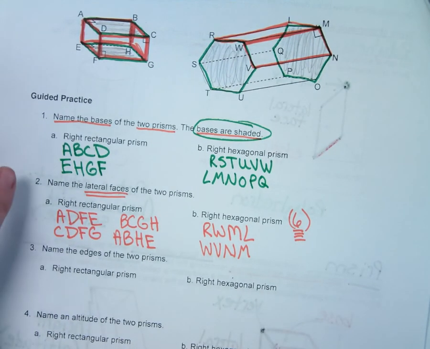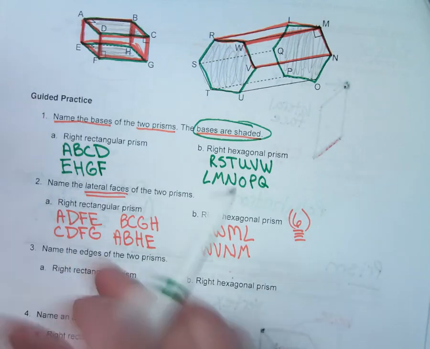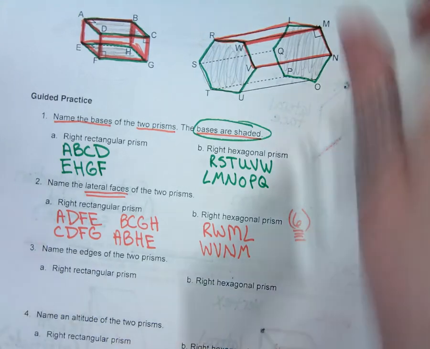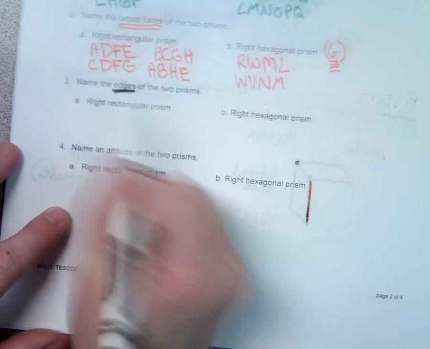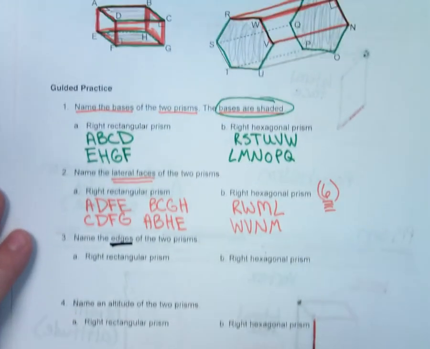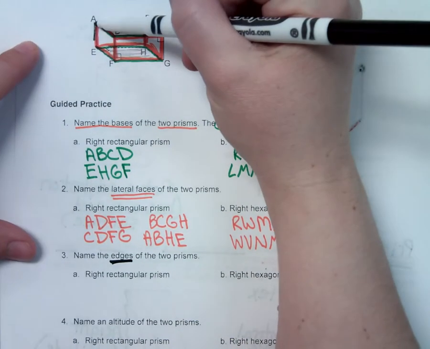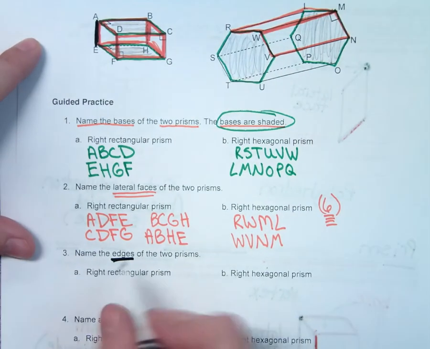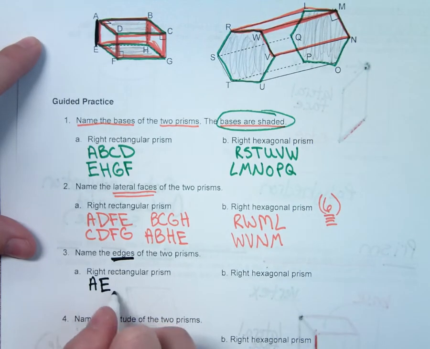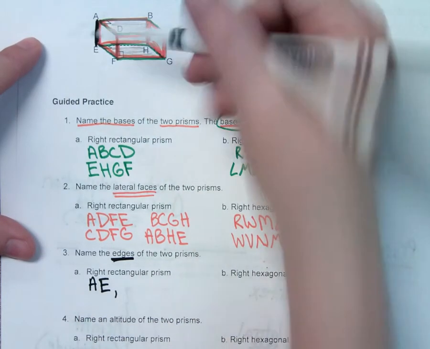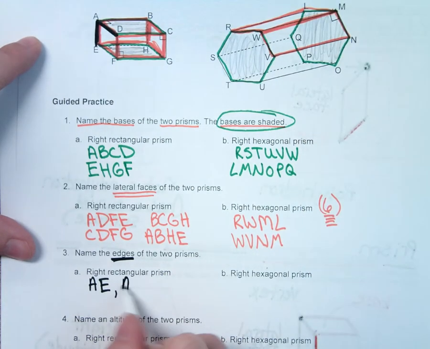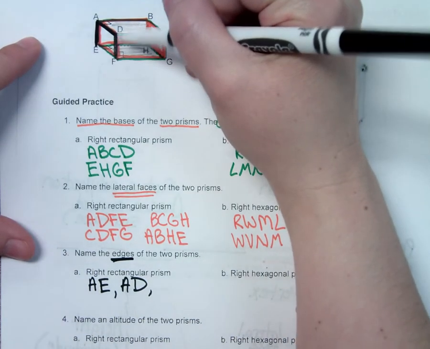Okay, number 3. This is asking for all the edges, and I don't know that I want all the edges, but we'll do some of them. Let me try to grab a different color. Maybe I'll use black. Okay, if I want edges, I'm going to start with the right rectangular prism. This right here would be considered an edge, and what would you call that? AE. And I know it's going to be hard for you to see what I'm writing and see the picture at the same time. But this edge is AE. This is another edge. What would you call that one? AD.